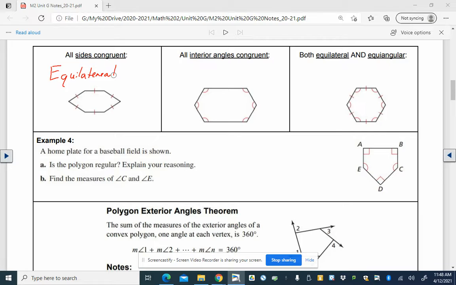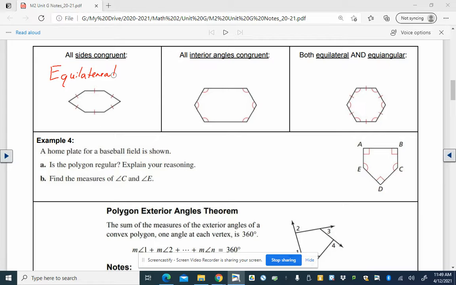Okay, you might remember an equilateral triangle meant all of the sides are equal. Equilateral polygon means all sides equal. Equa for equal, lateral for lines. So length of lines are all equal.